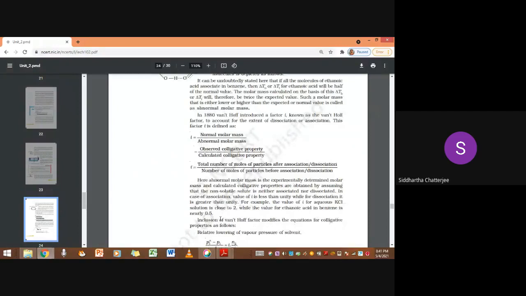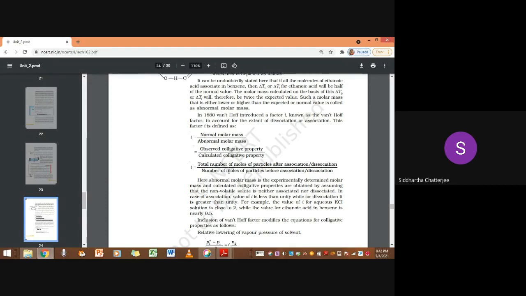So that's why you find this relation. You should remember that i equals normal molar mass divided by abnormal molar mass, which is equal to, just the opposite, observed colligative property divided by calculated colligative property. Normal molar mass means the calculated molar mass, and abnormal molar mass means the observed molar mass. So the colligative properties and the Van 't Hoff factor are directly proportional, but with the molar mass it is inversely proportional.